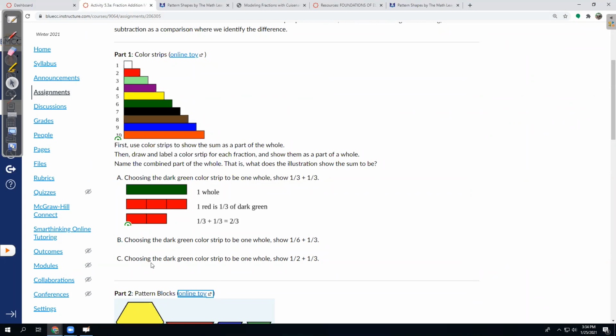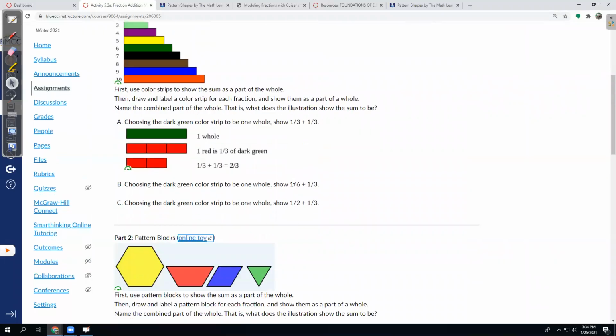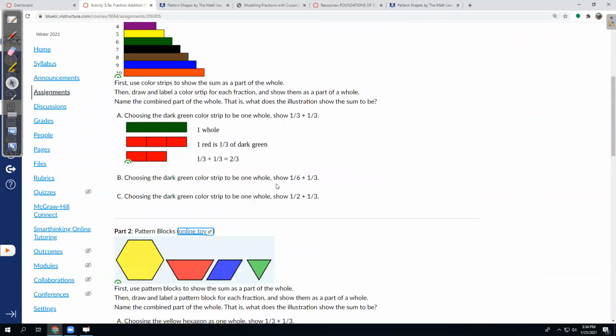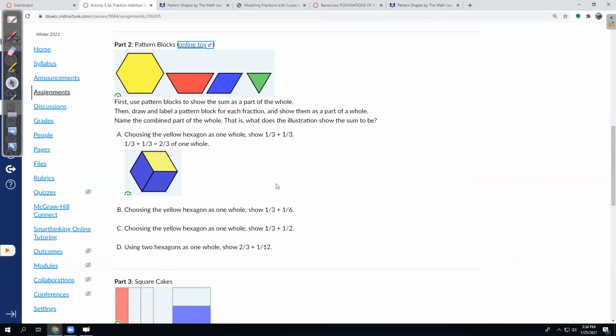And then for parts B and C here, I say, okay, continue using the dark green strip as a whole. We always need to know what a whole is. How do we show 1/6 plus 1/3? How do we show 1/2 plus 1/3? And so I want you to draw that out or use the online toy to try that. Those two are pretty straightforward. It gets a little more interesting down here, playing with these here.